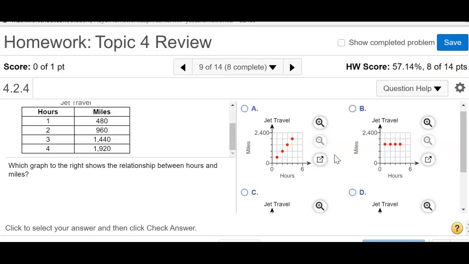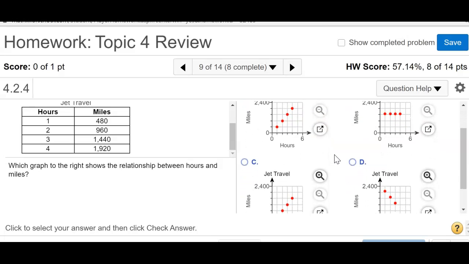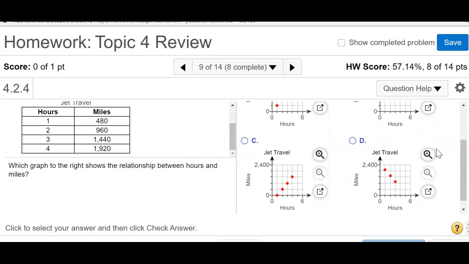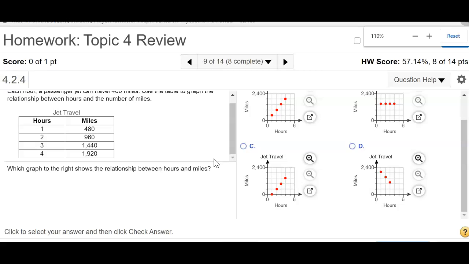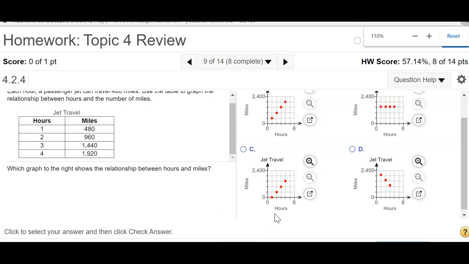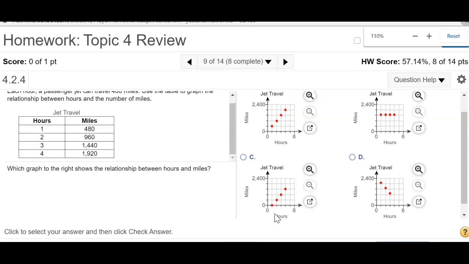This might be kind of hard for us to do. Let's see, I can zoom. Here's a table on the left-hand side. Choose the graph that goes with it. Here's a table. Which is the correct graph? Answer.